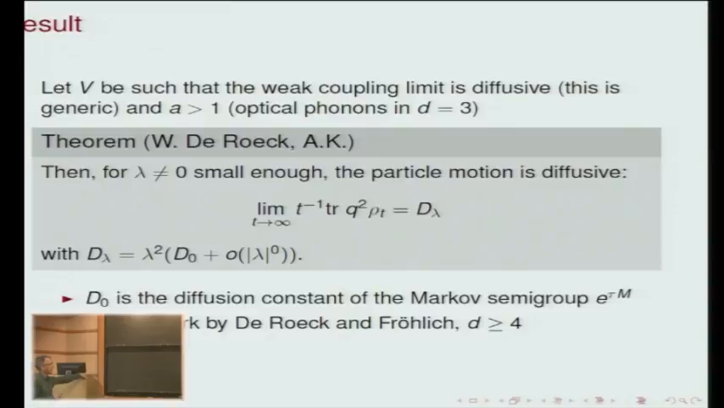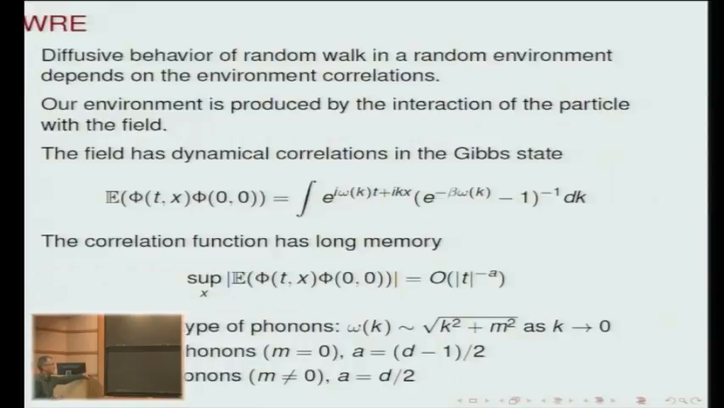then the particle motion is diffusive. Namely, if you look at the particle position at time t and take t to infinity, it moves diffusively with a diffusion constant which is lambda squared times the diffusion constant of this Markovian semigroup plus a correction. Such a result, with a different method, was proven by Jürg and Wojtek in dimension 4 and with some assumptions on this omega.